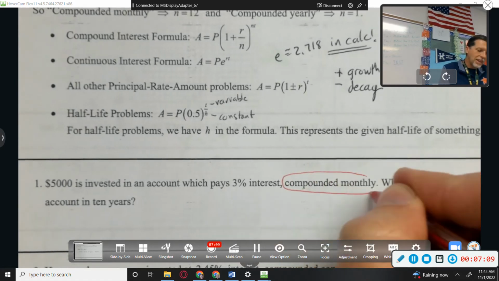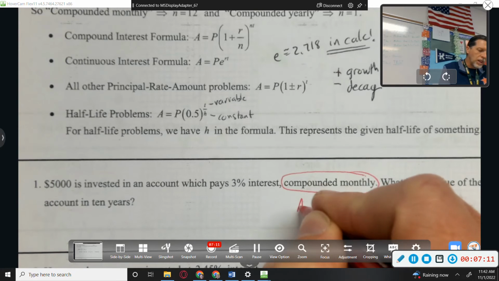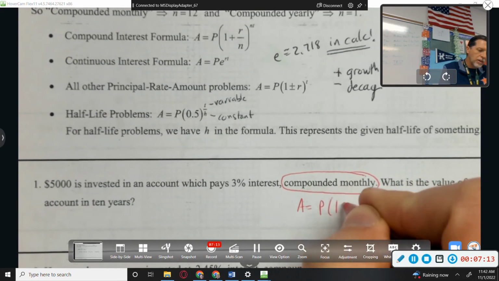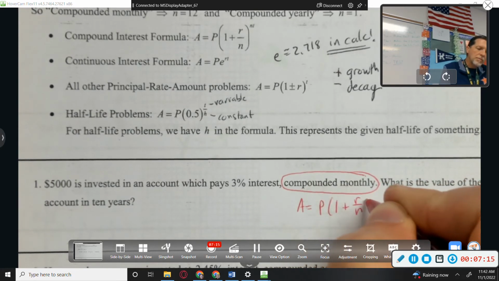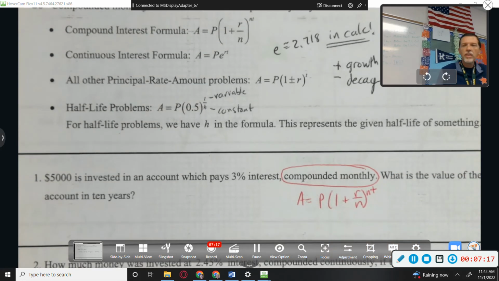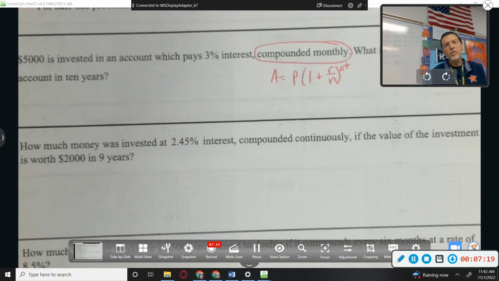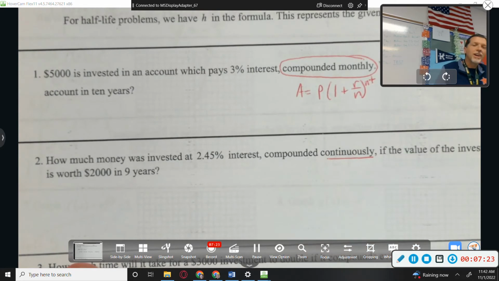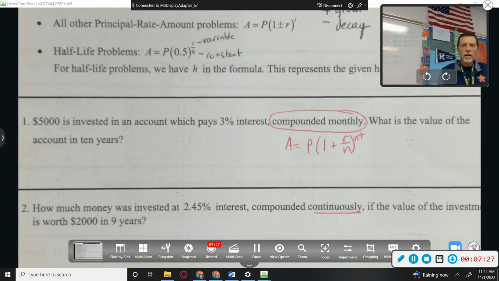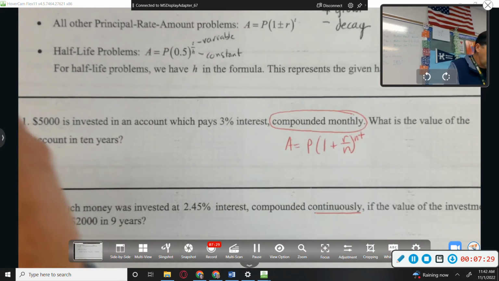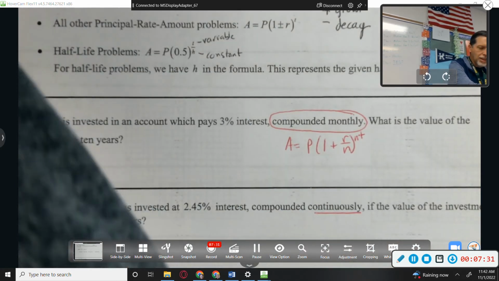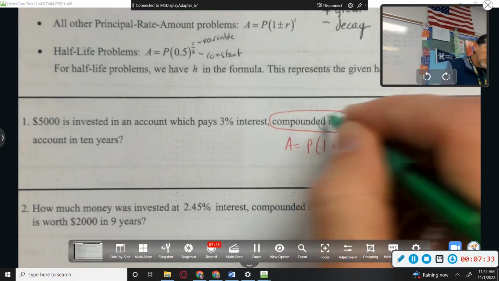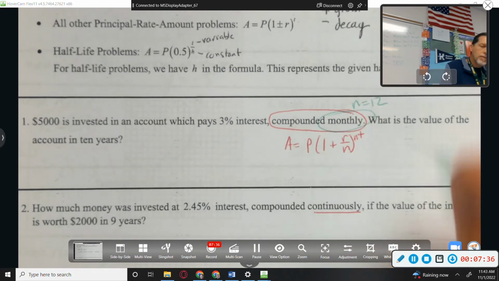Compounded monthly means we will use the compound interest formula, but not compounded continuously. If it wanted you to compound continuously, it would use the word continuously, like number 2, compound continuously. So compounded monthly, and then monthly means n is 12, so 12 times a year.